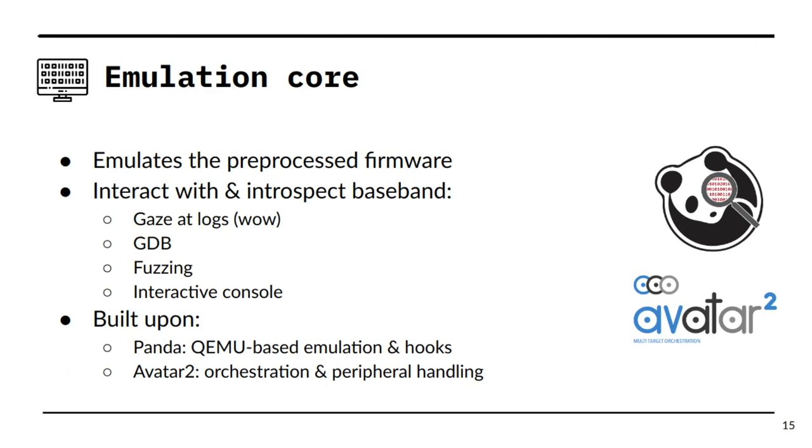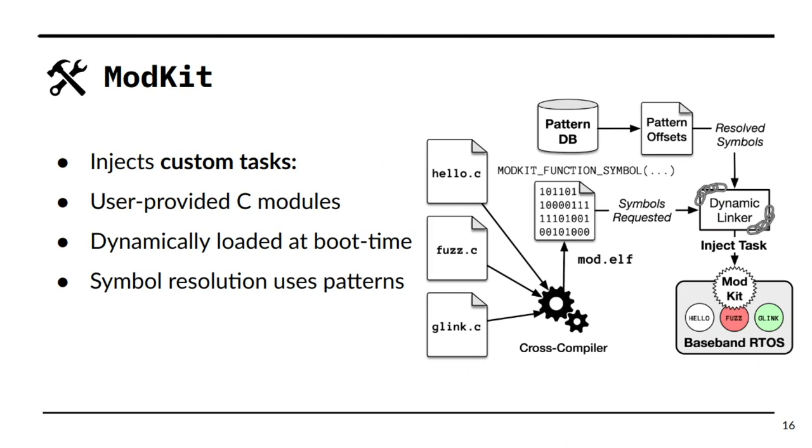And the second framework we used was Avatar 2, which is basically a framework for orchestrating, so basically to tell Panda how to run the emulation. It also allows us to stop and implement the peripherals we need.